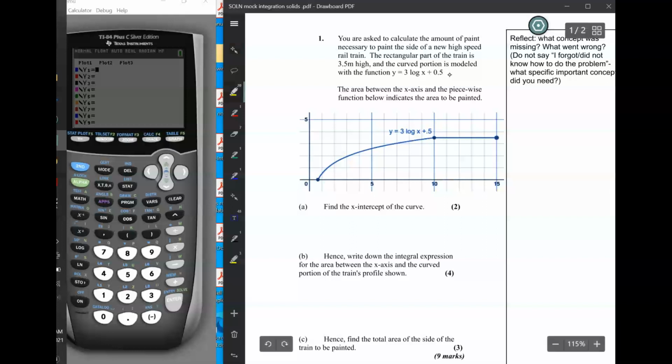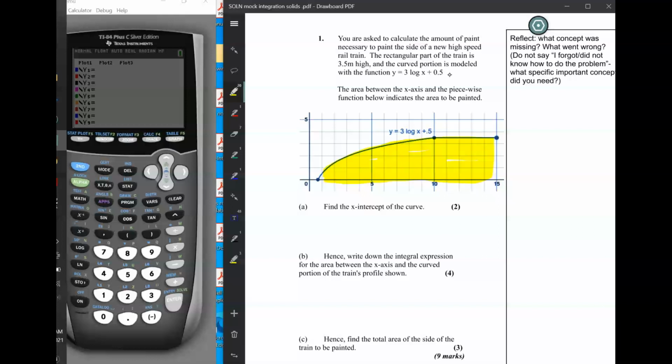So basically that means that between the function, remember a piecewise function is a function made up of two or more other functions, and so this function is a piecewise function because it's made up of a straight line for the right side and a curve on the left side, and the x-axis. So basically this is the area that needs to be calculated.